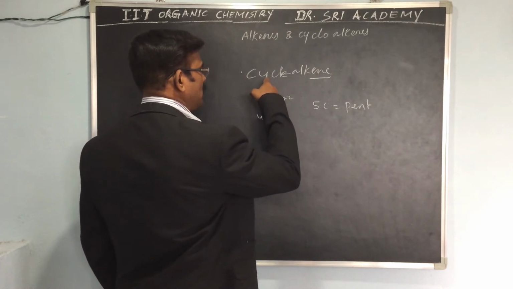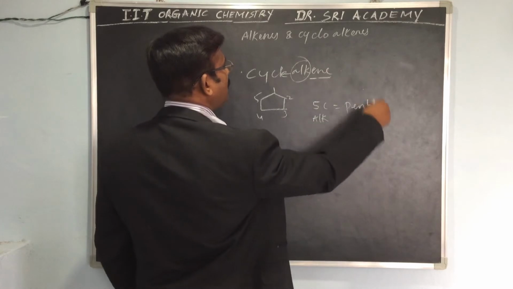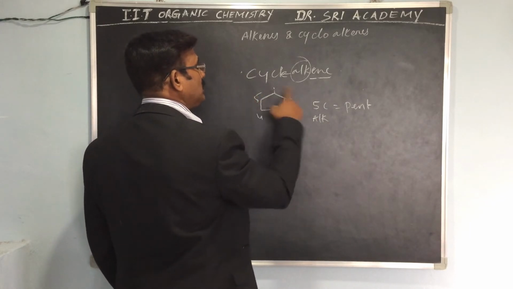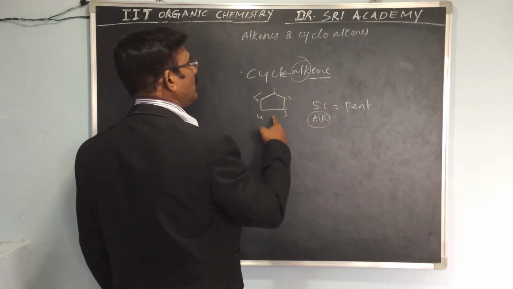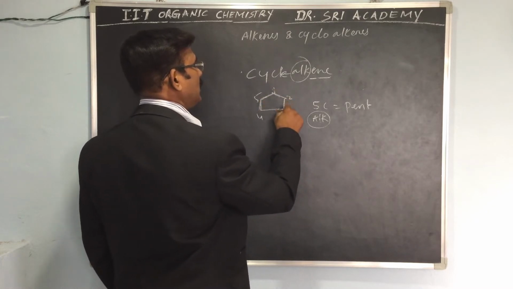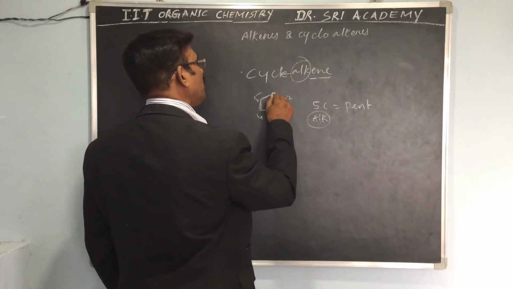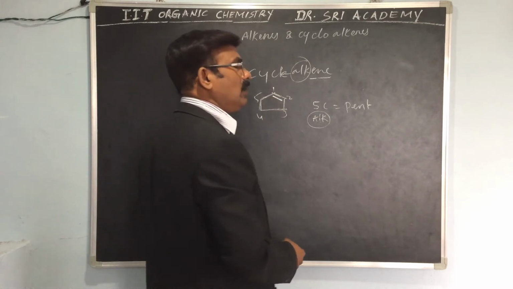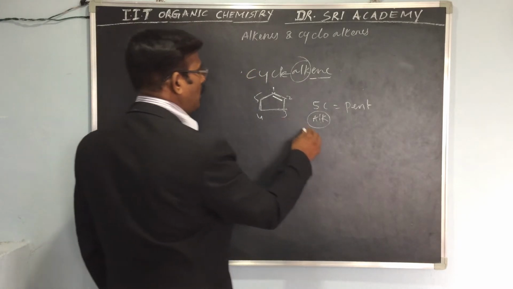Before that, the cyclic alkene. So alk means how many? Five. This is the alk group, and ene means double bond. So five carbons, 1, 2, 3, 4, 5, is called pent. That is the alk group. And cyclo means this is the cyclic group. Finally, ene means the double bond is present between any two carbons of the cycle, either this one or this one. So the double bond is present between 1 and 2. So we can say this is called cyclopentene.